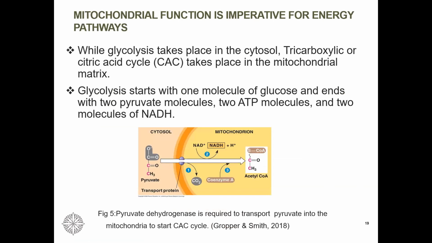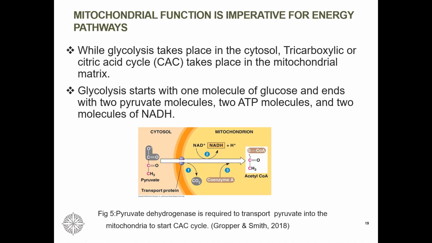This is the point which I was saying in that summary diagram when we started talking about energy pathways, that glycolysis takes place in the cytosol, then TCA takes place in the mitochondrial matrix. Glycolysis starts with one molecule of glucose, and we make two pyruvate molecules plus some NADH molecules, and all that then goes on to start the TCA cycle.